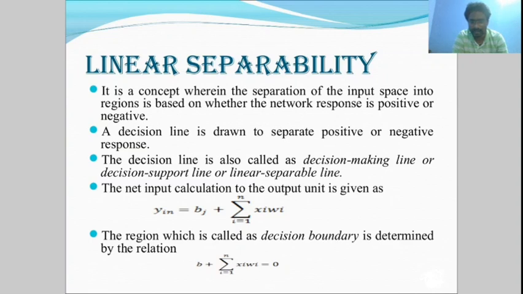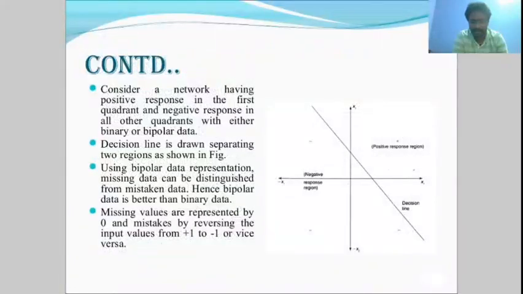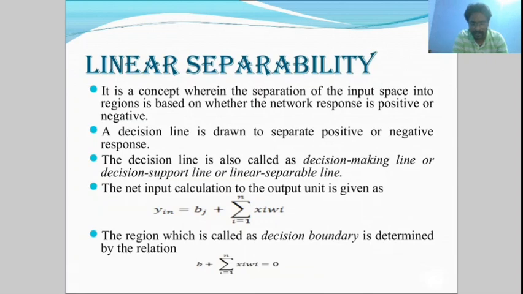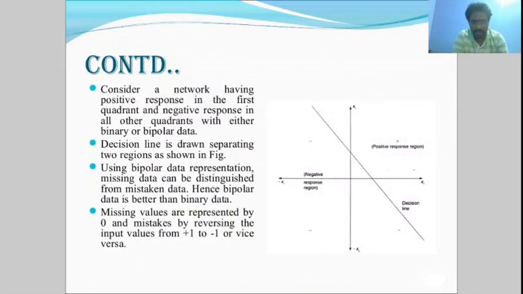This region is called the decision boundary, and it is determined by the relation b + summation of i = 1 to n x_i w_i = 0. And then here it is about linear separability. The diagrammatic picture is shown here.